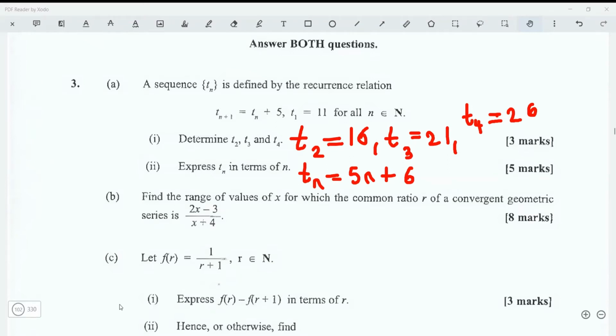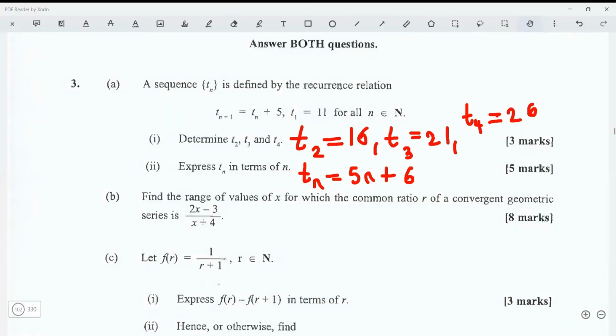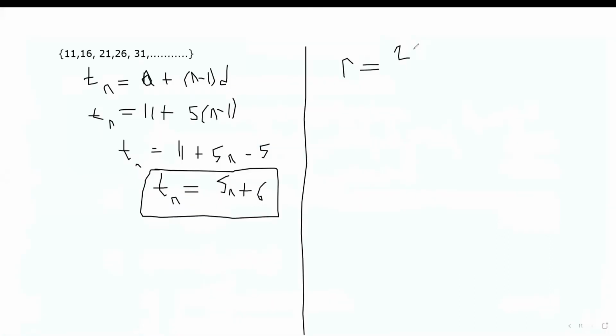Now this is a very weird looking question. Let's read again. Find the range of values of x for which the common ratio of a convergent series is this. Oh, so they're telling you this is the common ratio. All right. So the common ratio R, they're telling you that R, which is the common ratio, is equal to 2x minus 3 over x plus 4.